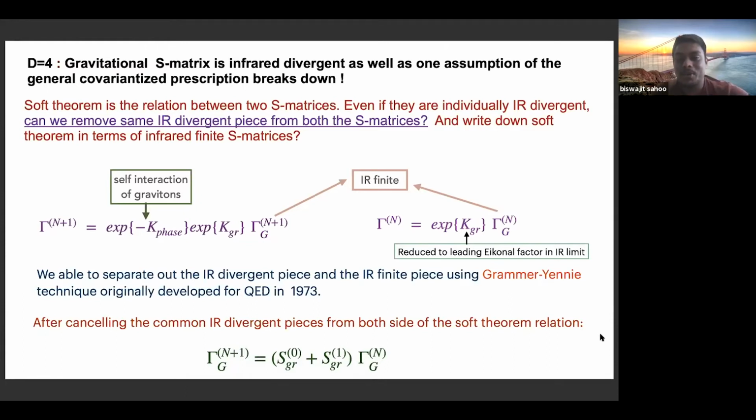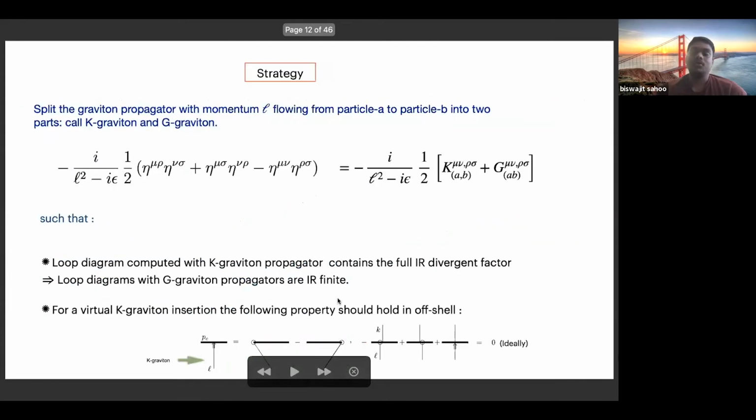This is exactly what I'm going to explain next. Always, I can put some IR finite piece into the IR divergent piece and exponentiate. So what I am saying here is that if you take the IR limit, then at least this k phase and kgr piece should contain the IR divergent piece, but they can contain more. So I'm going to explain the prescription for how to do this.